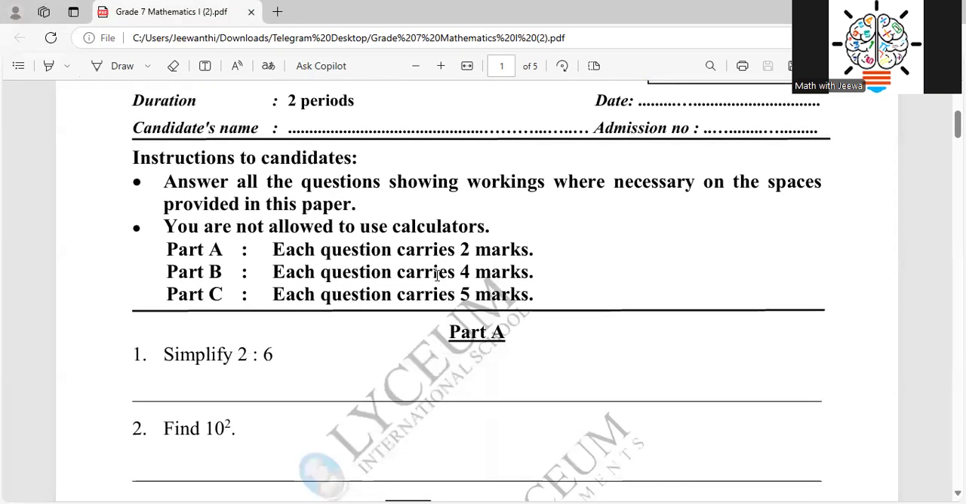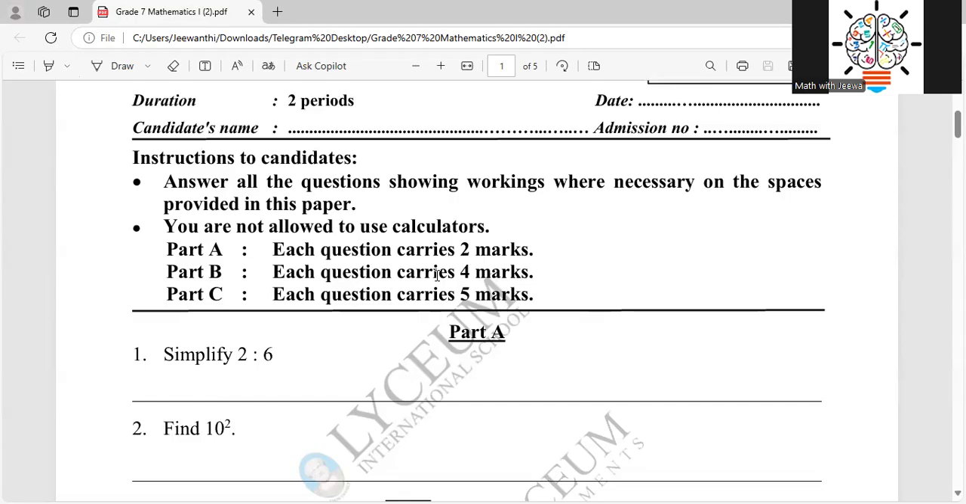You have three parts in this paper: part A, B, and C. You want to write all the answers on this paper itself, so you have to manage the spaces they have given. I will tell you how to manage the spaces while showing all of your workings, because some students think that the best way to manage the space is to skip the steps. No, we don't want to skip the steps. Instead, we want to learn how to manage the space while showing all the necessary steps.